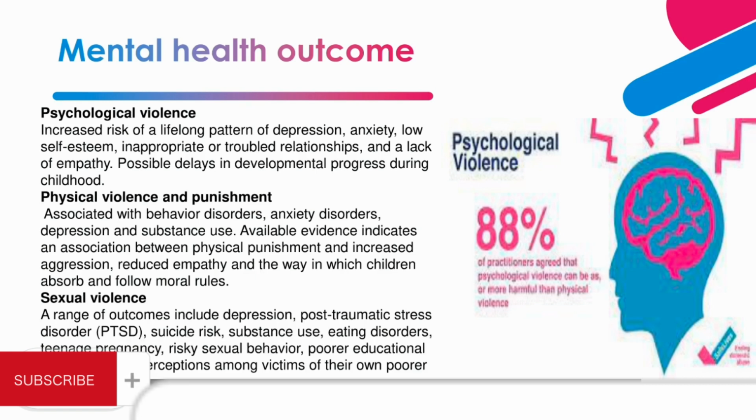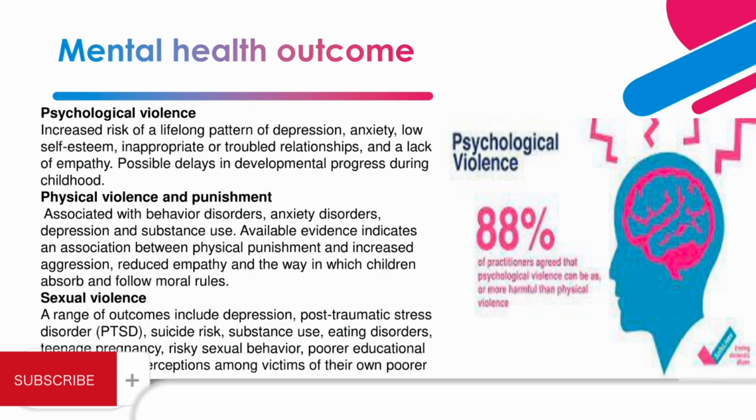Possible delays in developmental progress during childhood. Physical violence and punishment: associated with behavior disorders, anxiety disorders, depression and substance use. Available evidence indicates an association between physical punishment and increased aggression, reduced empathy and the way in which children absorb and follow moral rules.